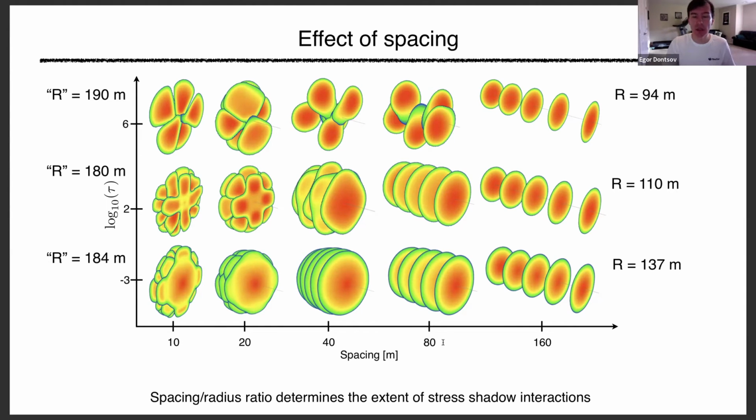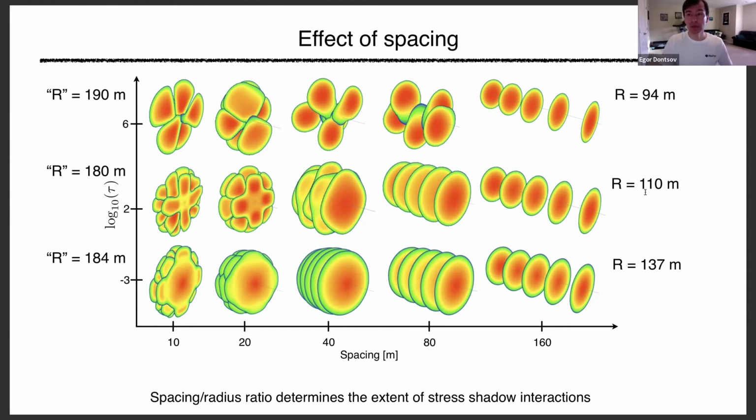In terms of stress shadow, we need to compare the spacing to the characteristic fracture size, or radius in this case, because the fracture-induced stress decays over distances comparable with the fracture radius, right? So if you're 2 radii away, your stress shadow is almost 0, so there is no interaction.